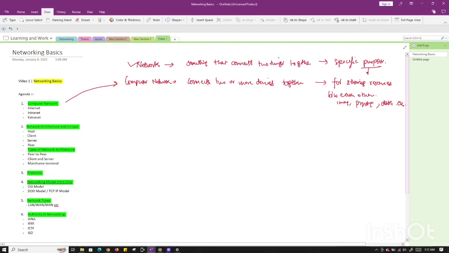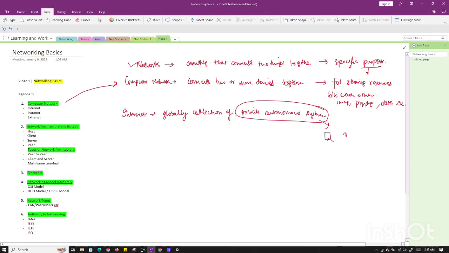What is the internet? The internet is nothing but a global collection of private autonomous systems. What is a private autonomous system? These are systems of networks which are managed by one technical administration, and it is also defined as a network of networks.